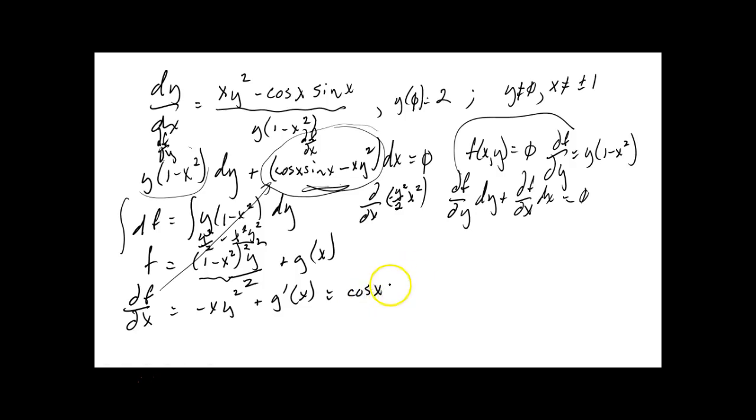Okay, so we know this thing has got to be this: cosine x sine x minus x y squared. Basically, we're taking that partial f of dx and we're setting it equal to cosine x sine x. Well, okay, yeah. If you notice here, these are already exactly equal, so this is exactly equal to that. You're right on the money there. So this requires, huh? Okay.